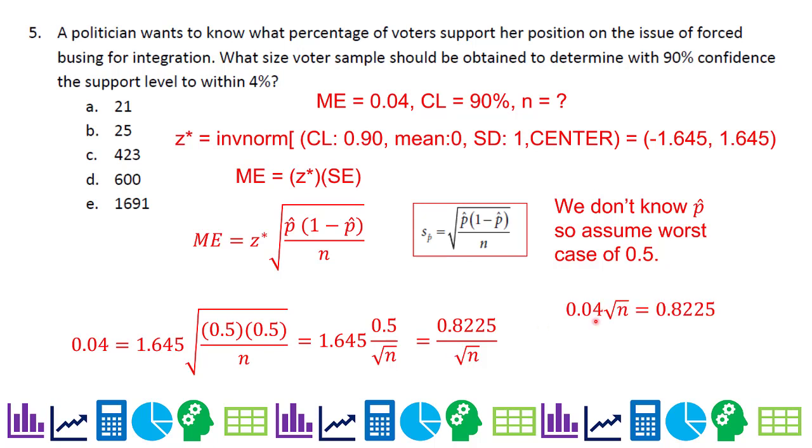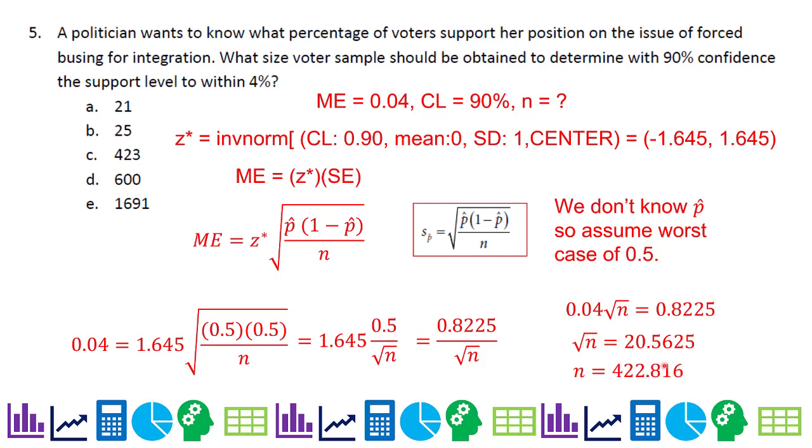And if you rewrite the equation, you can multiply both sides by square root of n, right? So you end up with 0.04 times square root of n equals 0.8225. So those of you who like algebra, here you go. Enjoy. Divide both sides by 0.04 and square both sides.